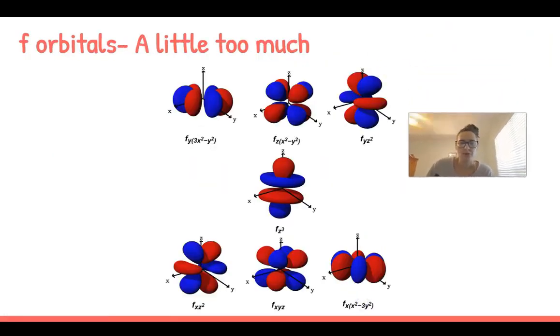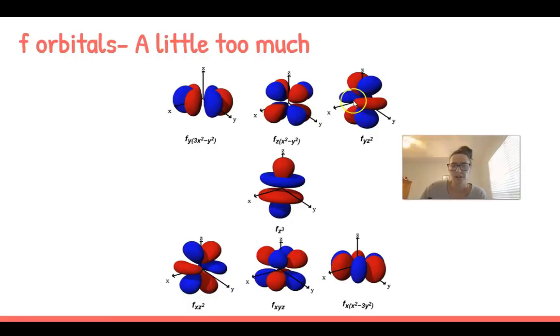And then the F orbitals, seriously, look at these things. These are crazy to try to draw. So these are the 7 different F orbitals you can have. And again, that 7th one looks more like a double pacifier or something like that. But yeah, here's what they look like.